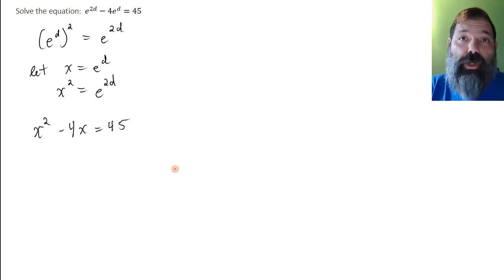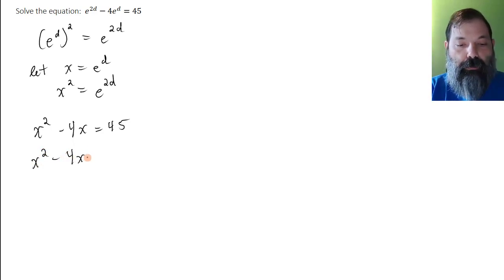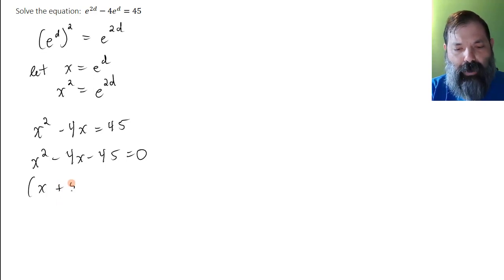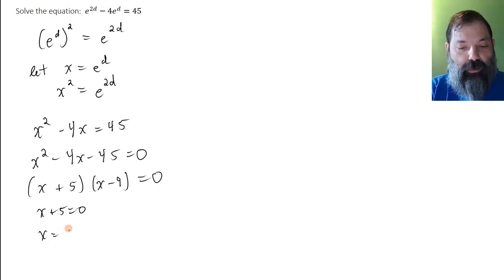And I know how to solve that equation. Let's see, that's the same as x squared minus 4x minus 45 equals 0. And so this will factor, or you can apply the quadratic formula, whatever's better for you. I'll go ahead and factor. So this factors as x plus 5 by x minus 9 is 0. So then x plus 5 is 0, which implies that x equals negative 5, or x minus 9 equals 0, which implies that x equals 9.